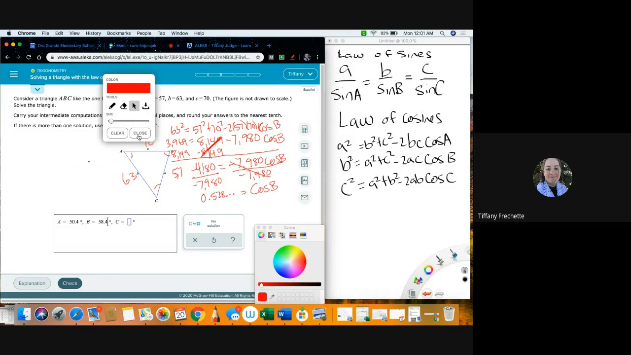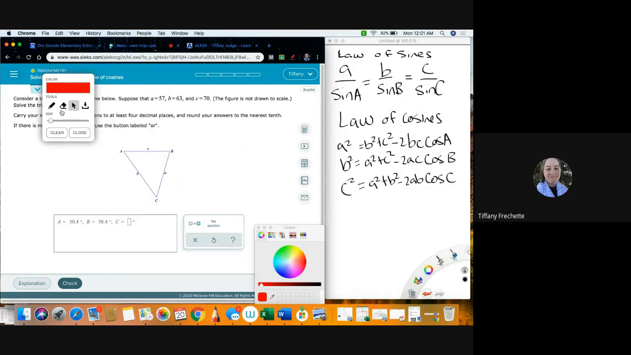I was going to say we could do the next one without filling this out, but that actually might not give us the correctly rounded number. I'm going to clear all this and then rewrite it real quick because that makes it a little faster here. So now just rewrite 57, 63, and 70. All right. So let's go ahead and start doing C.